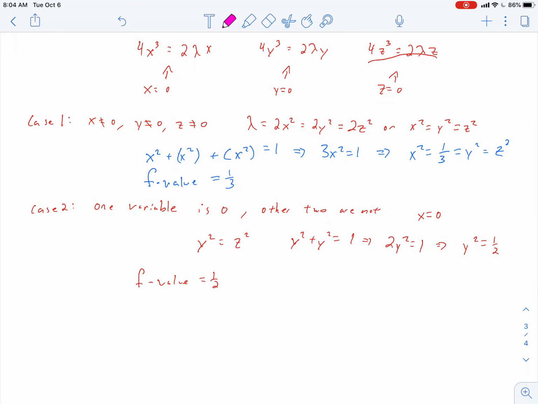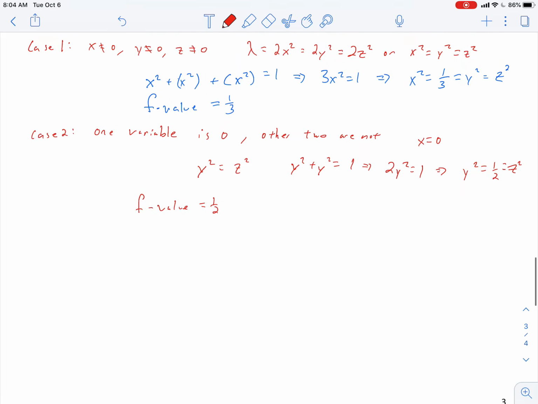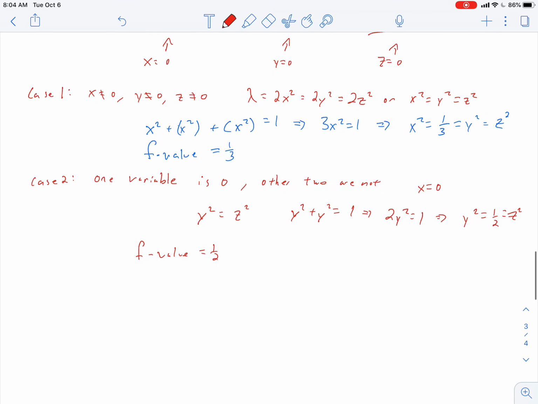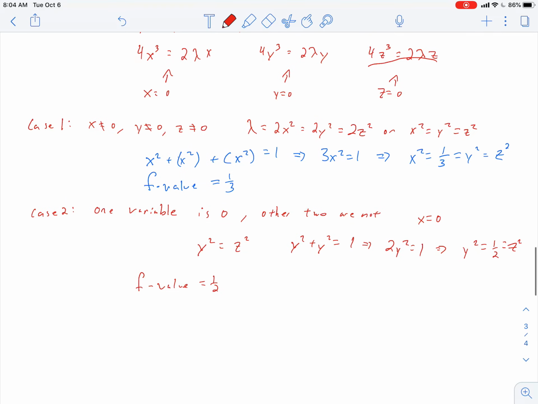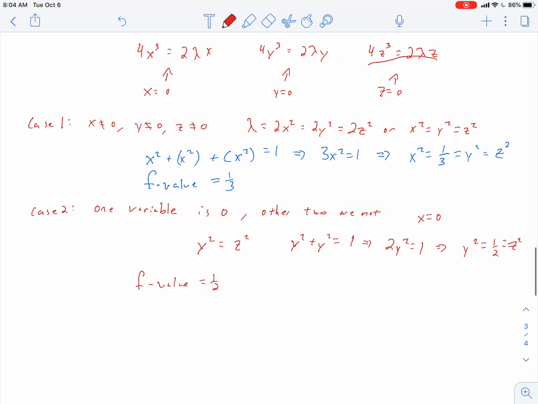And this is just, again, this can be any case. It could have been, I made z equals 0. Then x squared and y squared would both be 1/2. So if one of the variables is 0, then the other two squares are going to be equal to 1/2.